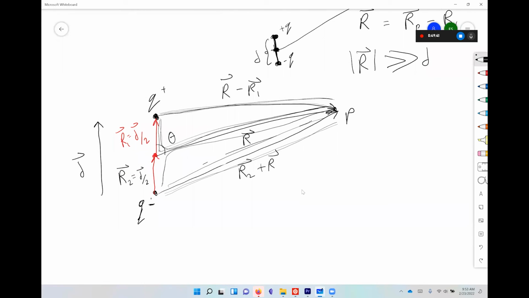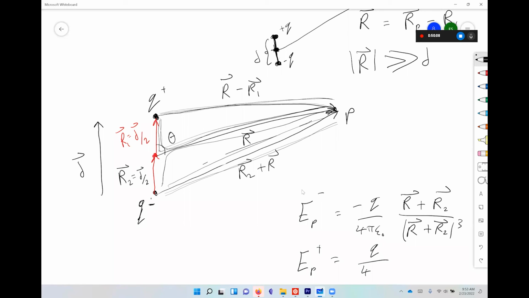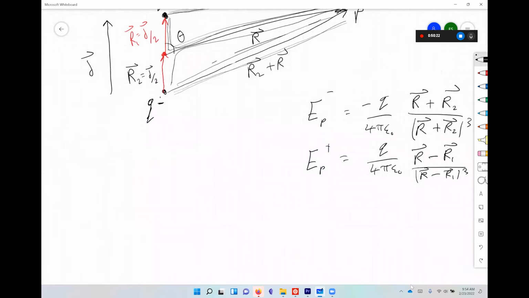Why do I want those two position vectors? Because I want to write the electric field at point P due to the negative charge, which is going to be minus Q over 4 pi epsilon naught, times R plus R2 over the magnitude of R plus R2 cubed. And then E due to the positive charge is going to be Q over 4 pi epsilon naught, times R minus R1 over the magnitude of R minus R1 cubed. And now the total electric field of the dipole is just the superposition of both of them. We just sum them up.